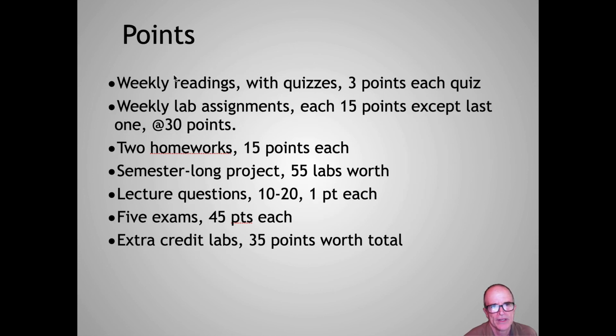Again, the points are from the weekly reading quizzes and the weekly lab assignments. You can see their relative weights here: the 2 homeworks, the semester-long projects, lectures, and the exams, except that the final exam is worth double the regular exams. This is exactly true: it's 45 points for the 4 regular exams, and 90 for the final. And then there's an extra credit lab worth about 35 points total.